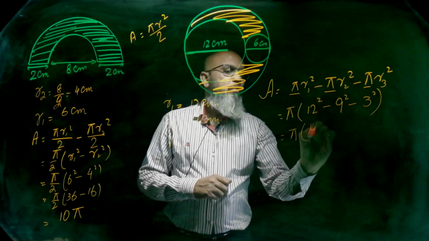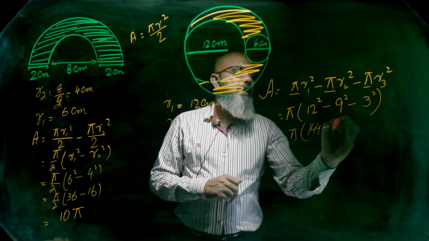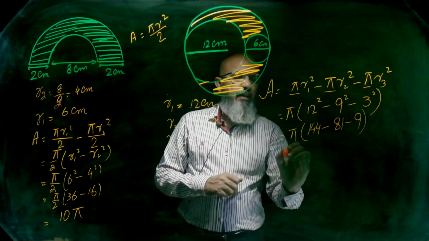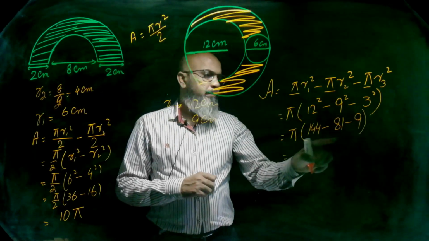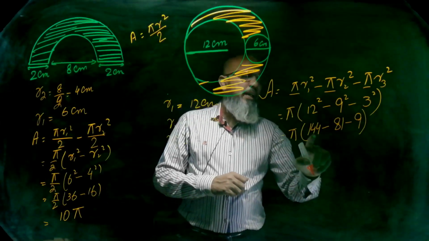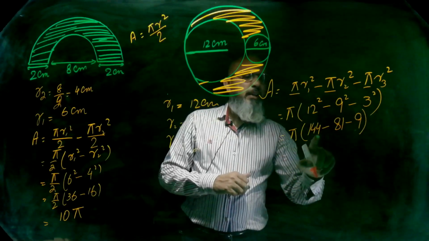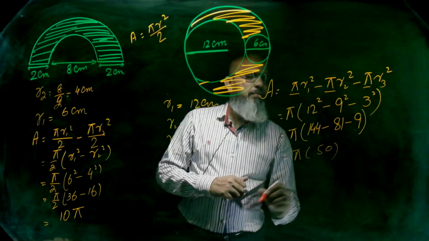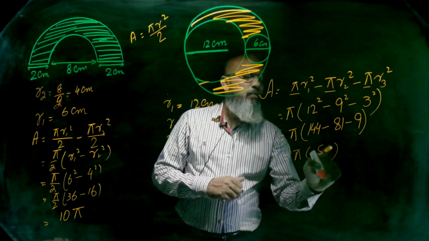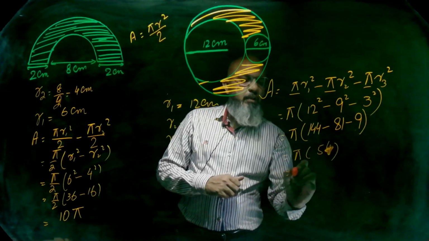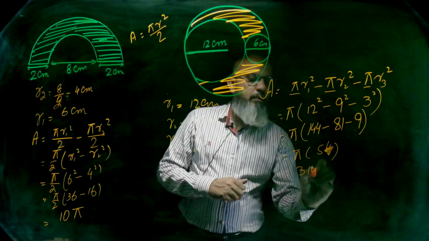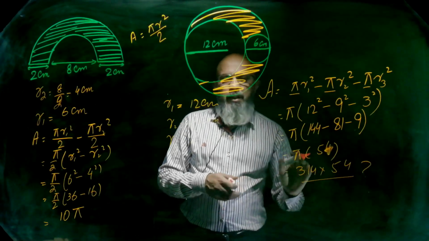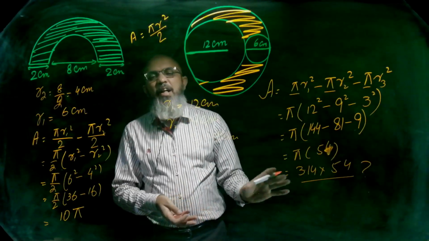So pi, what is 12 square? That is 144. What is your 9 square? That is 81. What is your 3 square? That is 9. So you can subtract it. We get 54, right? So 3.14 multiplied by 54, multiply it by yourself, calculate this answer, and that is your required answer.